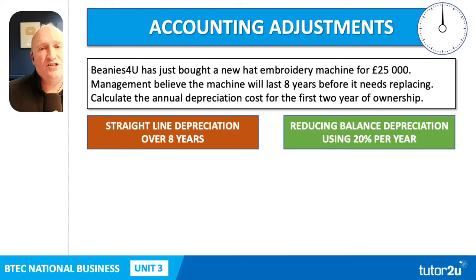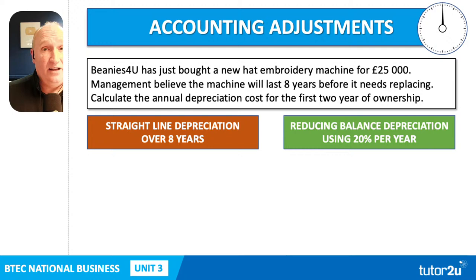Now, Beanies for You, perhaps because they see a lot of demand for Tutor to You beanie hats about to hit them in the coming weeks or coming hours, who knows, they've just bought a new embroidery machine to embroider hats. And they've spent £25,000 on it. It's a big hat. Maybe they want to reduce that high embroidery cost per hat. Hopefully that will help improve their profit. Never mind that. They've spent £25,000 on this new machine. They think it will last 8 years before it will need replacing. So no residual value. Once 8 years are up, that's it.